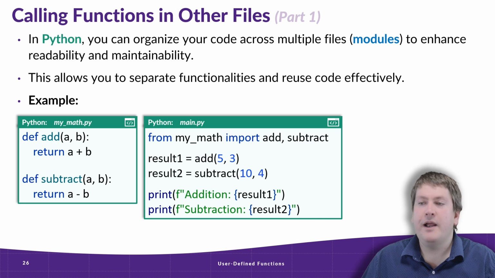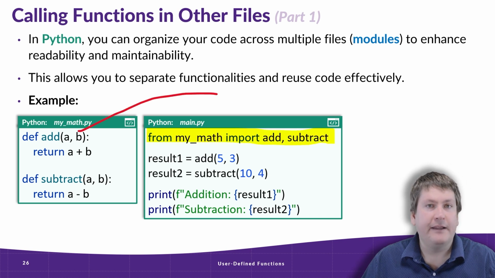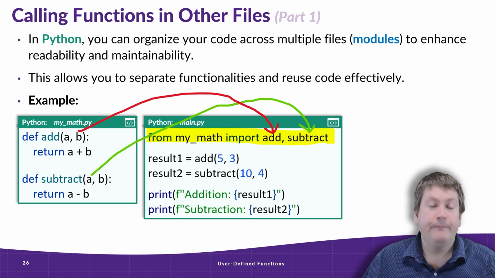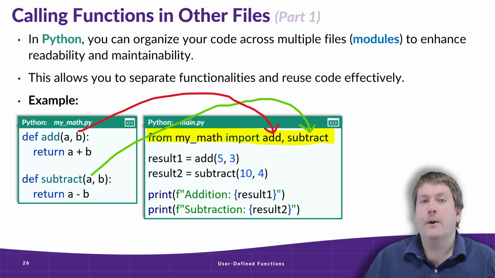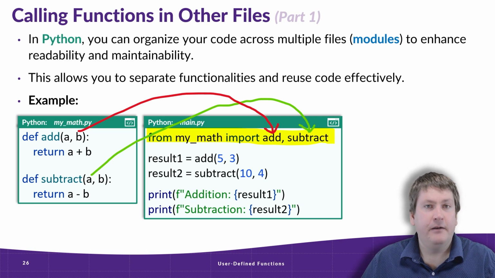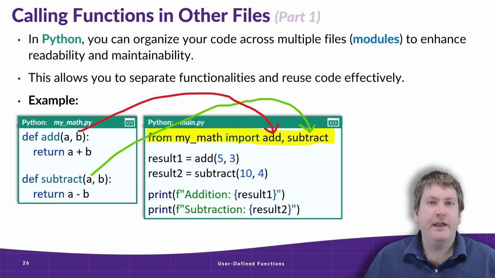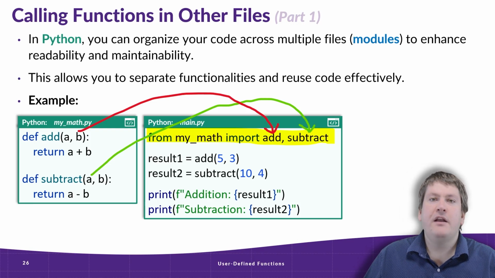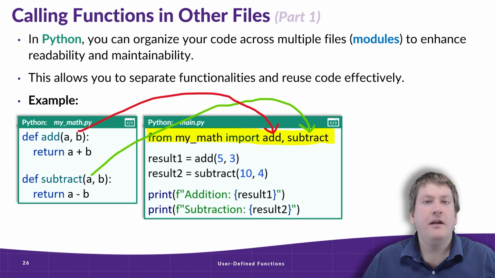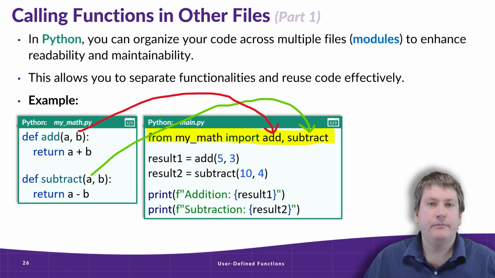Here's a new program called main.py, and it contains an important line at the top. This is the import line. We've seen something like this before when we were importing the math module or importing the random module to access the functions defined inside of it. Well, we can do the exact same thing, but with our own files or modules. So in this case, we're importing both the add function and the subtract function from the myMath program.